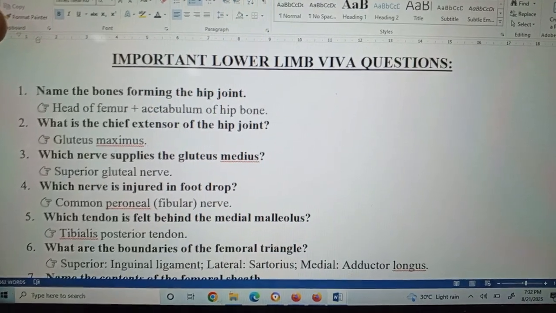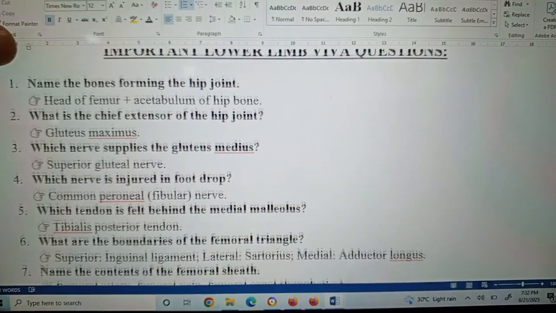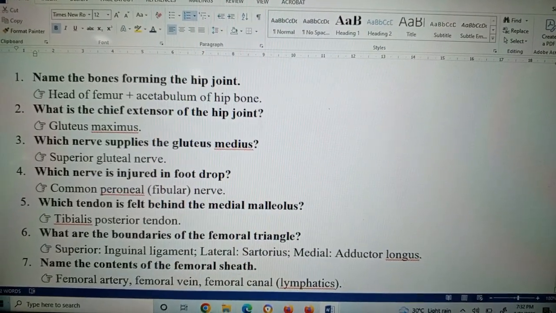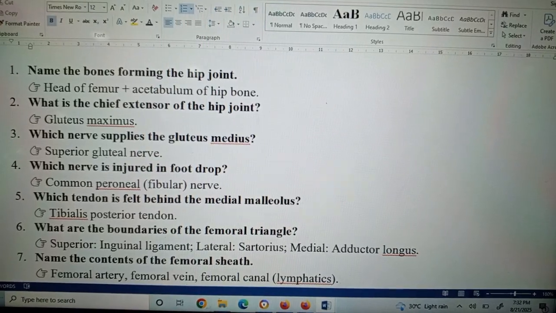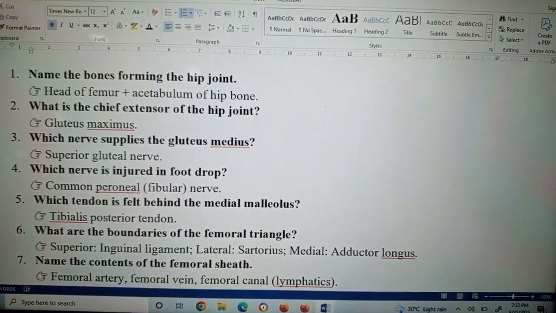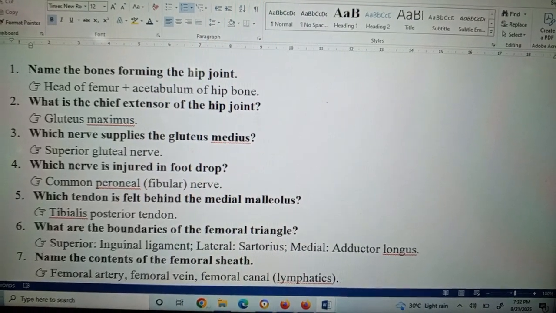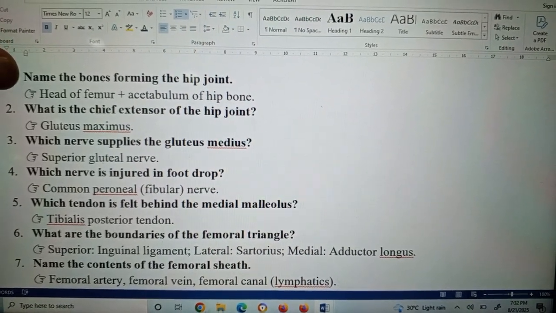These are the few important lower limb Viva related questions which I am going to discuss with you today. This is part 1. Name the bones forming the hip joint. You must know the bones which form the hip joint, which are the head of the femur and the acetabulum of the hip bone.